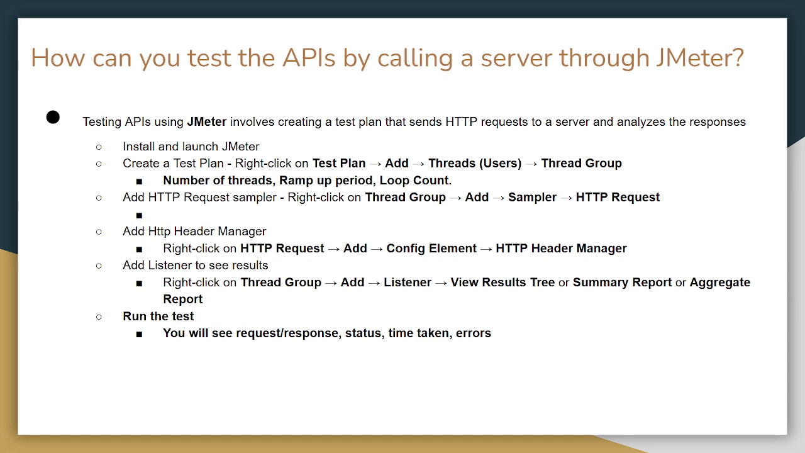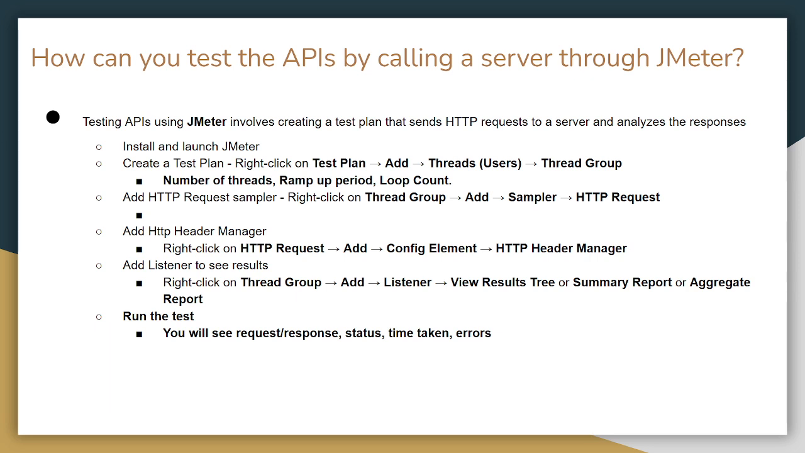So you need to install JMeter and create a test plan. To create a test plan, you right click on the test plan, click on add threads users, and create a thread group. Then set the number of threads, ramp up period, and loop count. These are some of the basic things we need to do to create a test plan in JMeter.